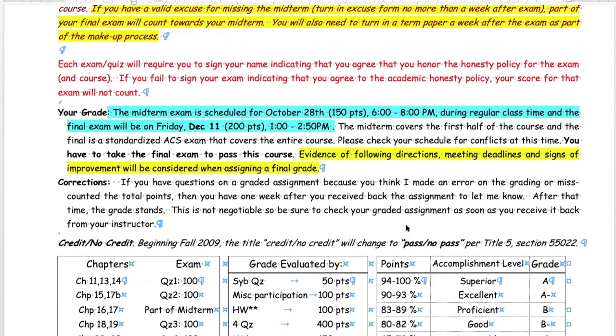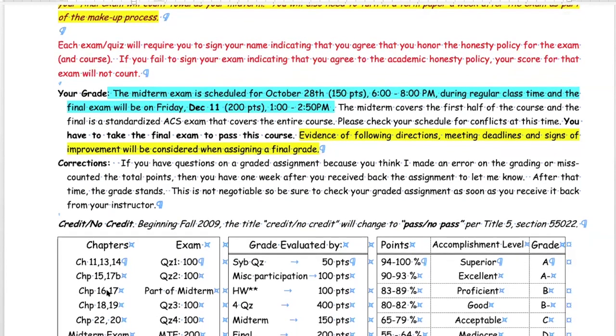Here it is. Okay, this is the breakdown as to how things are broken down. We have chapters 11, 13, and 14. 11 again is intermolecular forces, 13 is solution chemistry, 14 is kinetics, and that's covered in quiz 1. 15 and 17 is equilibrium. They do heterogeneous equilibrium in the second half of chapter 17, but that's still an equilibrium process. So that's on quiz 2.